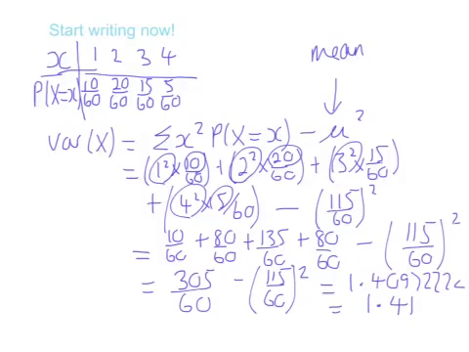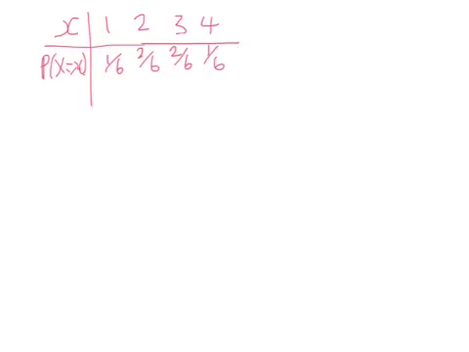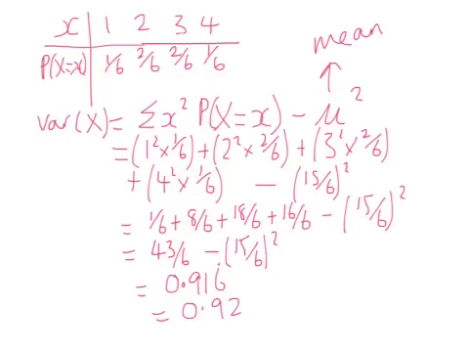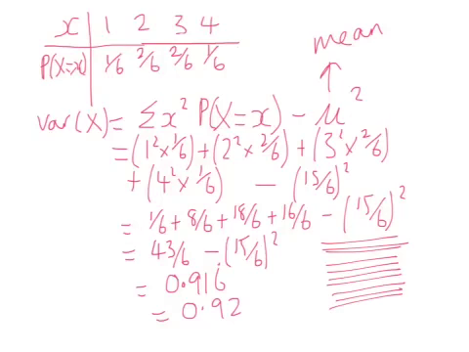All right? Okay, here's one for you to try. So pause the video and then I'll throw the answers up. Okay, here are the answers. Did you remember to minus the mean squared? Okay, 0.916 recurring, which rounds to 0.92.